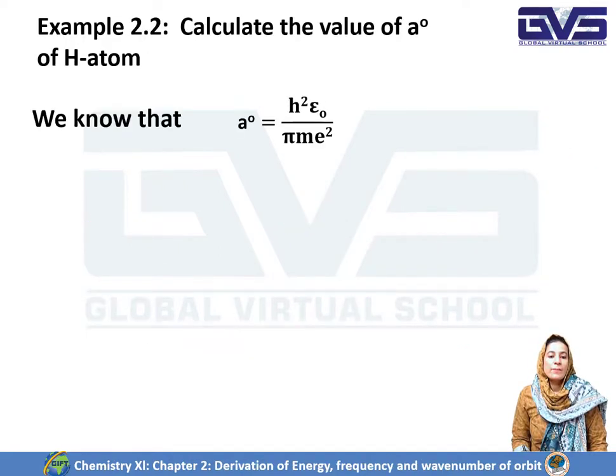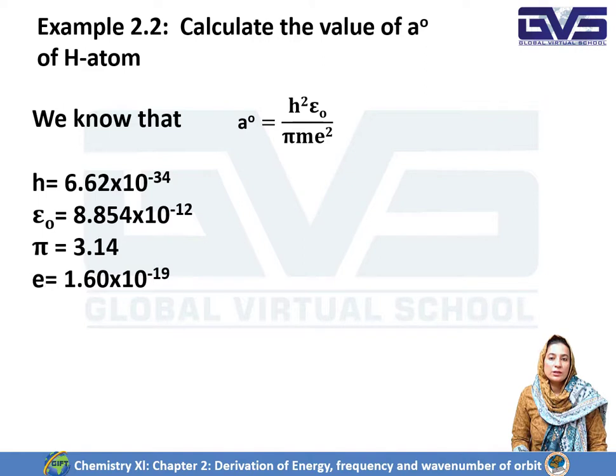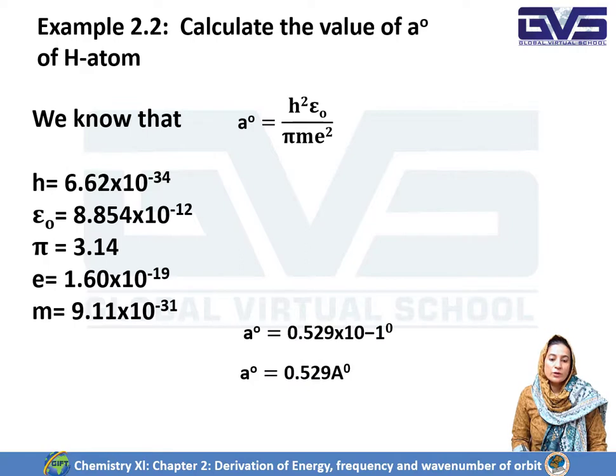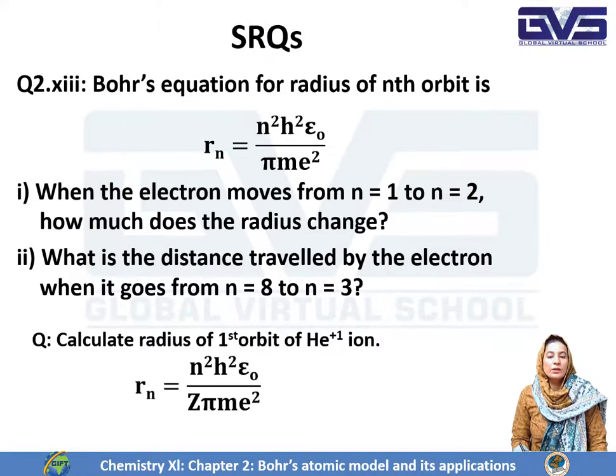So this is the example we have just in the immediately previous slide, where we calculated all the values. a0 is the combination of constants, and putting in the values of the constants you get the value of a0, that is 0.529 angstrom. These are some short response questions from your book exercise.